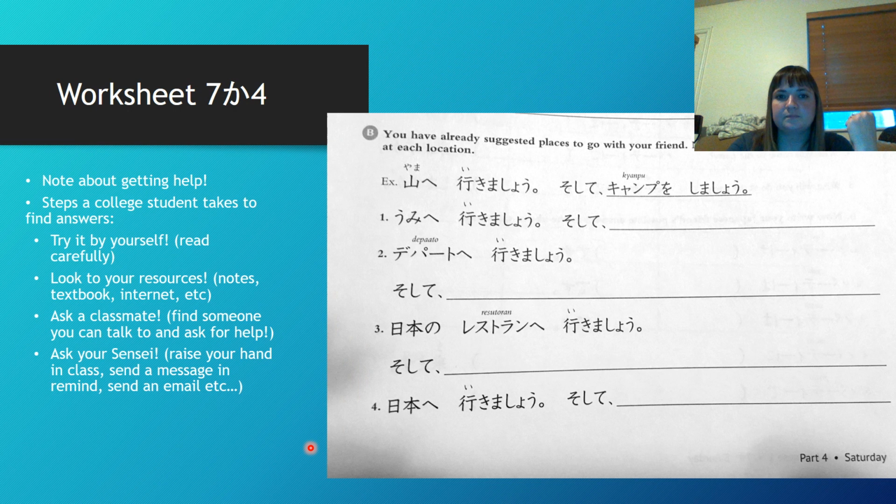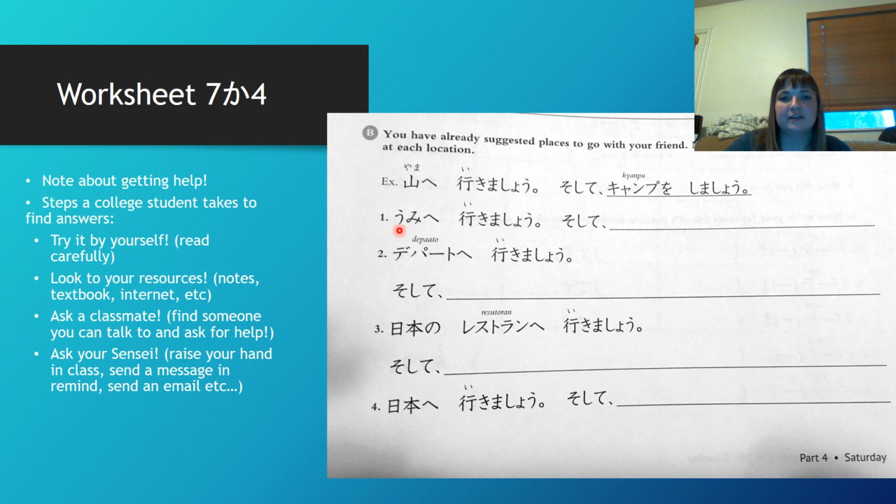Let's go on. Part B. All you need to do here is you suggested places to go with your friend. You've said, hey, let's go to the mountain, or let's go to the beach, or let's go to a department store. Now, suggest an activity you can do at each location, okay? So learning those new phrases of activities you can do, think about what you're asking your friend to do, and what would you do at that location.